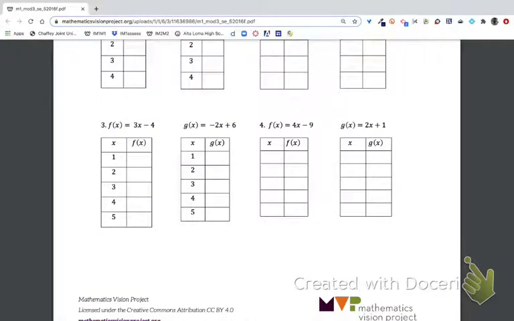For number 3, same process. Plug in a 1, you get negative 1. Plug in a 2, you get 2. Plug in a 3, you get 5. Plug in a 4, you get 8. Plug in a 5, you get 11. For the g of x function, plug in 1, you get 4. Plug in 2, you get 2. Plug in 3, you get 0. 4, negative 2. 5, negative 4. And looking for your point of intersection should be right here.